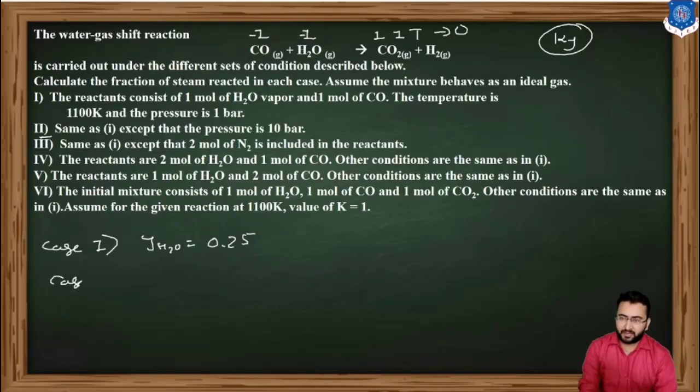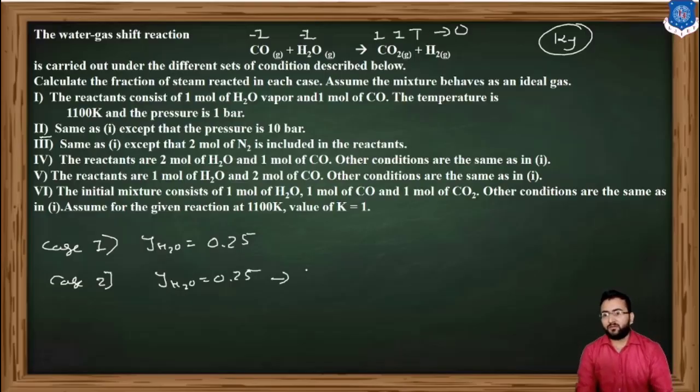So for case 2 we can say that y of H2O is 0.25. There will be no change in the answer, and in the exam you have to write why the answer is not changed: because pressure does not affect this reaction, since our stoichiometric number is 0. Similarly, for the third case, we can find the value of the mole fraction.